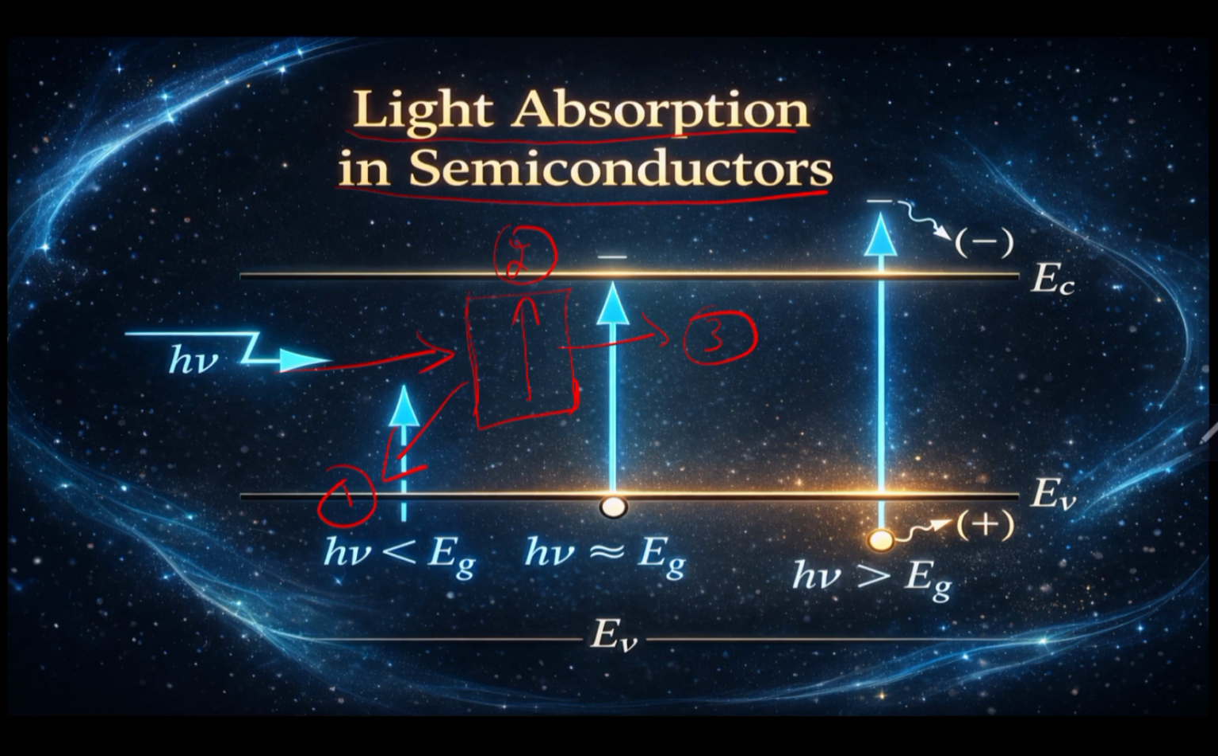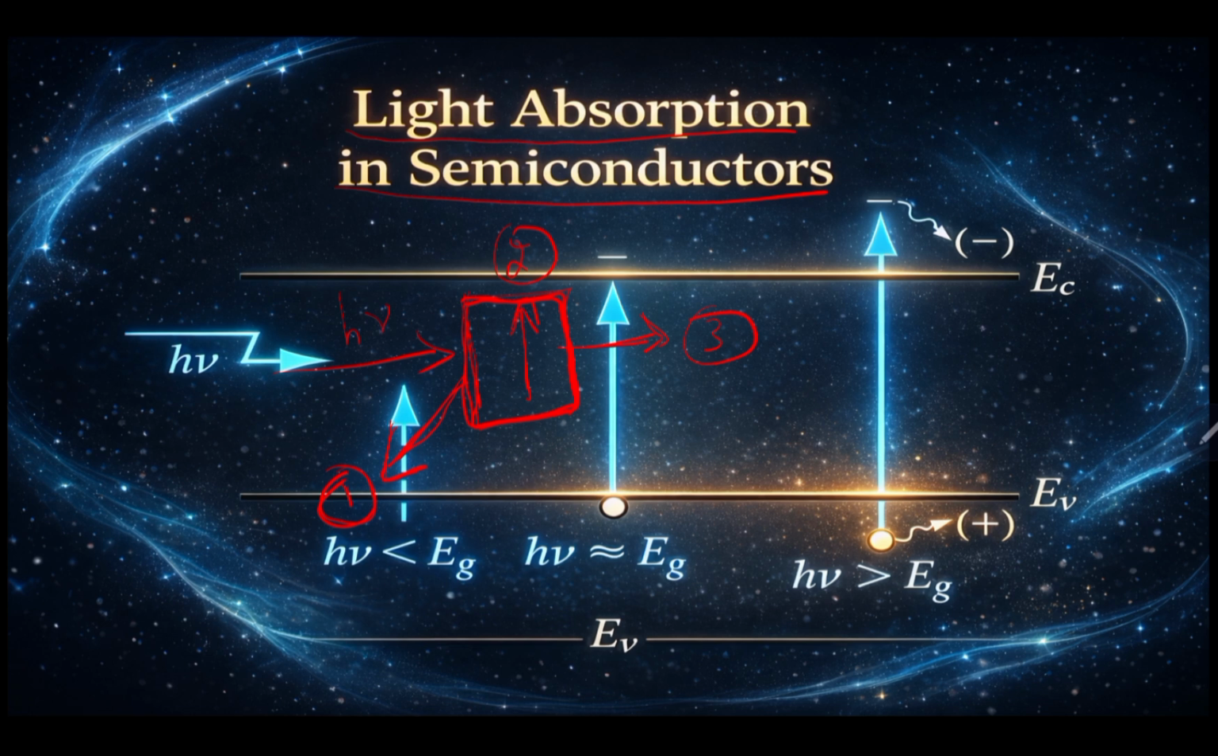So these are the three important phenomena that can take place when the light energy h nu interacts with the semiconductor. The first is that some part can be reflected, meaning some of the incident light gets reflected. Some of the light can be absorbed. The third is that some of the light can be transmitted through the semiconductor.